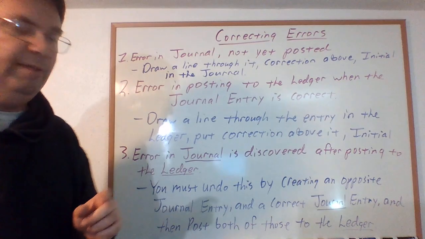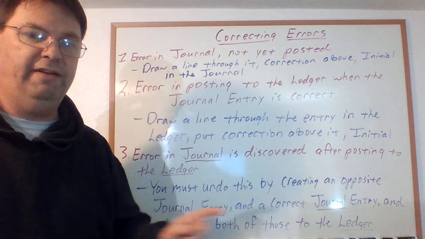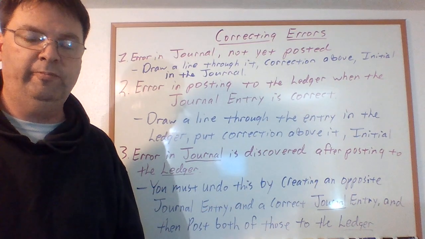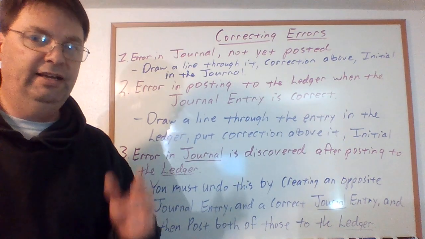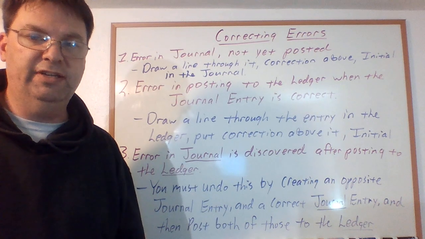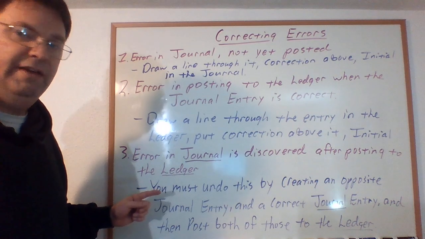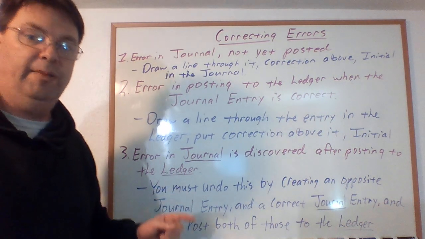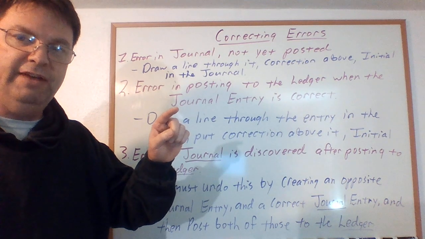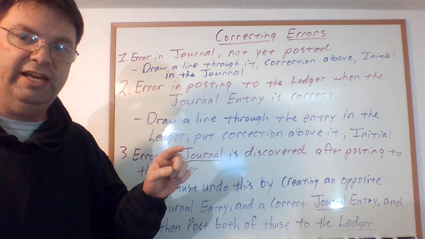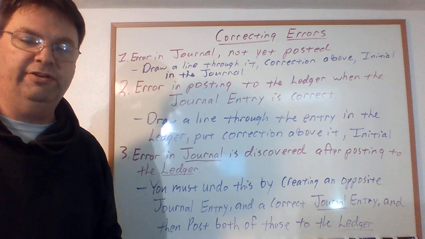All right? What happens if there's an error in the journal, but it's not discovered till after you put it in the ledger? So you've made a mistake in the journal, you've put the mistake into the ledger, and now you got a mistake in both places, and it's already gone through the system. What you have to do in that case is you have to undo it by creating its opposite. So if you put 1,000 in the wrong place in the journal, you have to make another journal entry that's 1,000 in the opposite place, so that it cancels out that one that you entered.